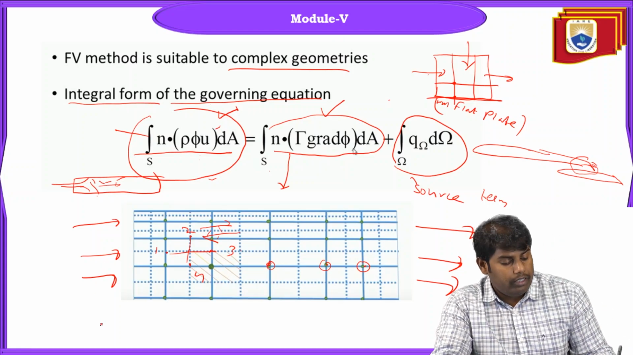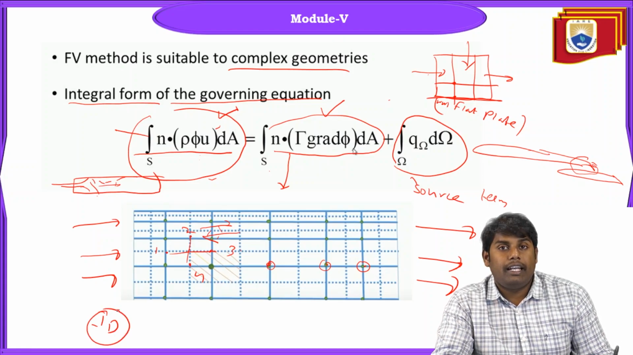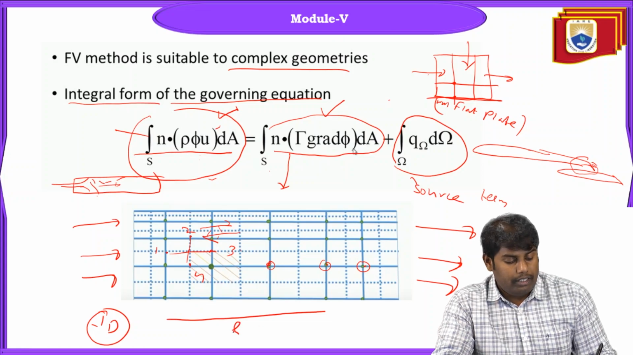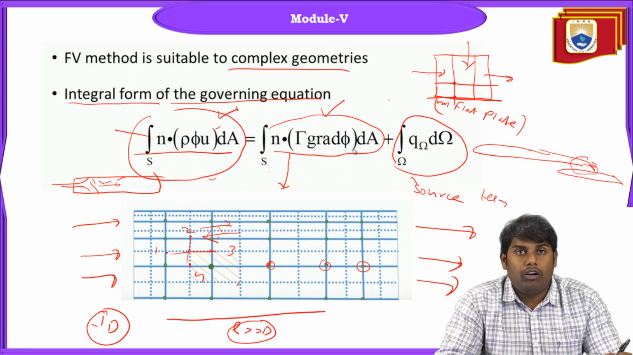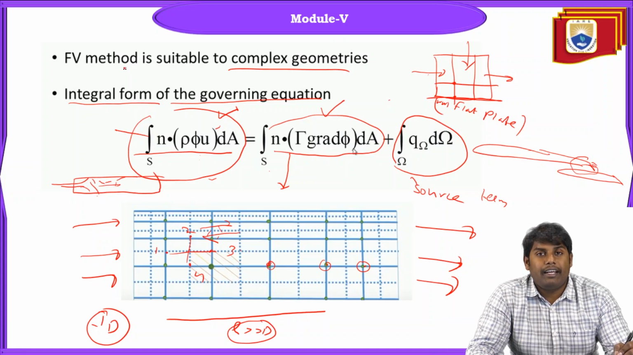We have already seen this. 1D is nothing but where the length is dominant. If you take a rod, this is length L, which is greater than the diameter. So the length of the rod or beam or any kind of entity will be much greater than its diameter. Therefore this is considered as 1D.